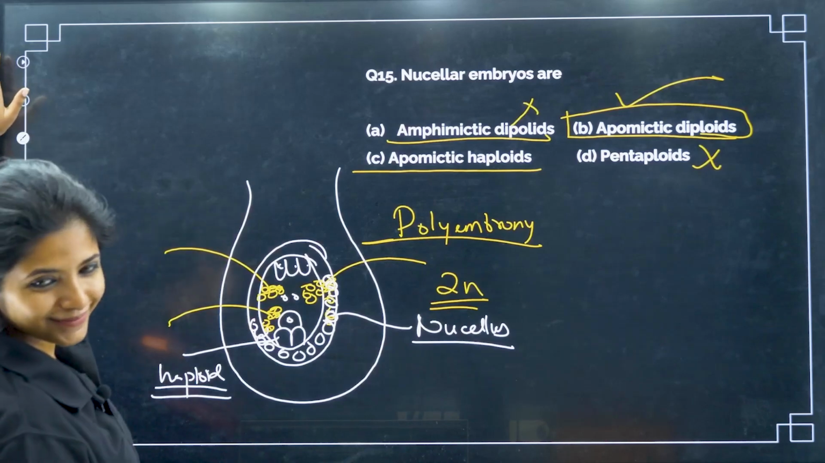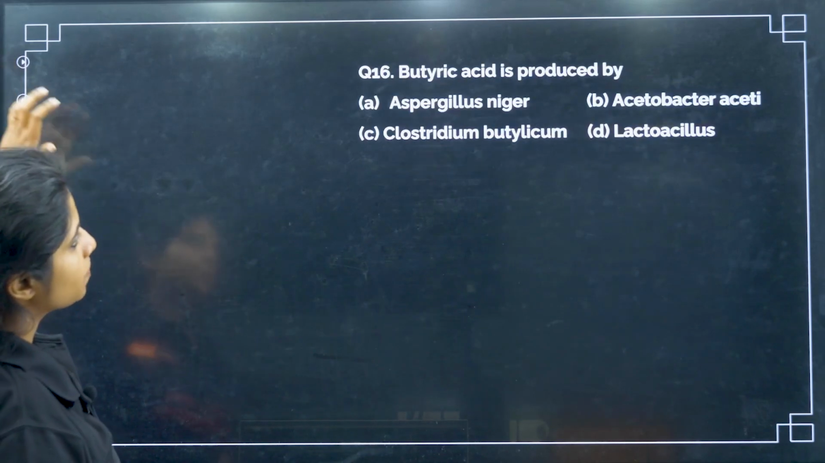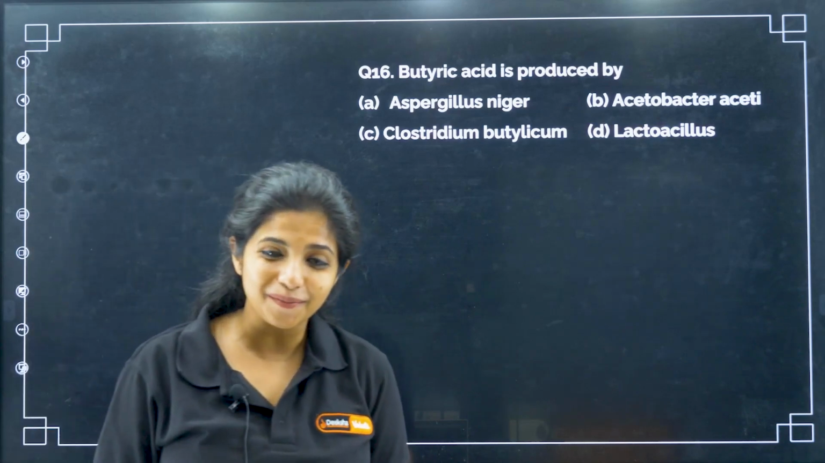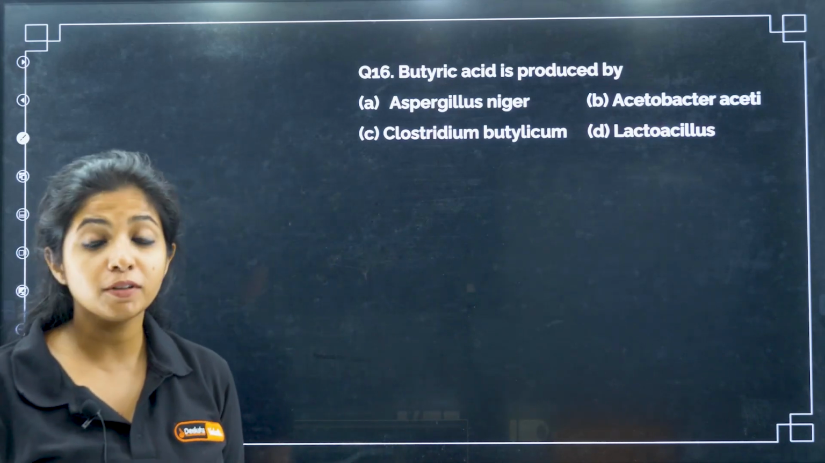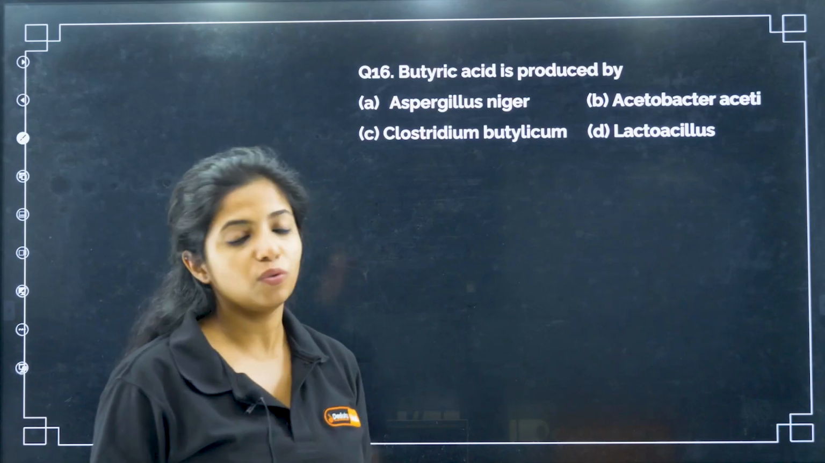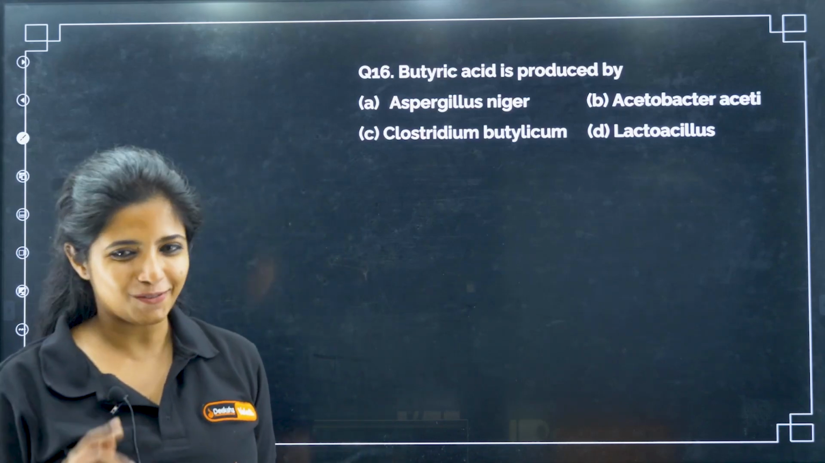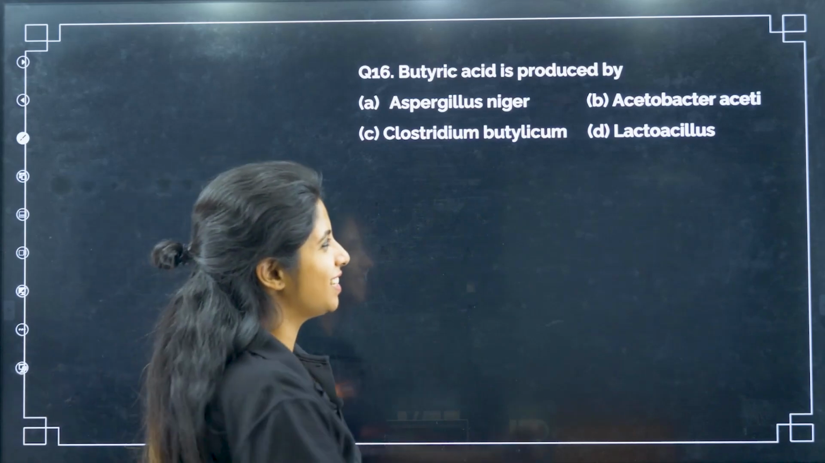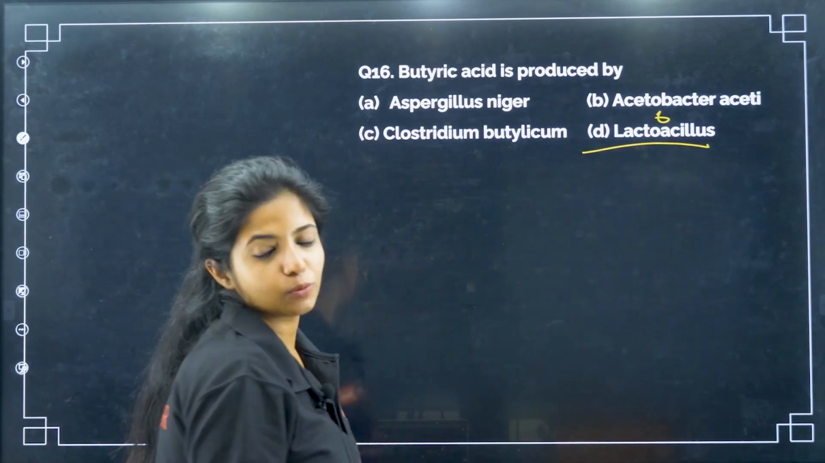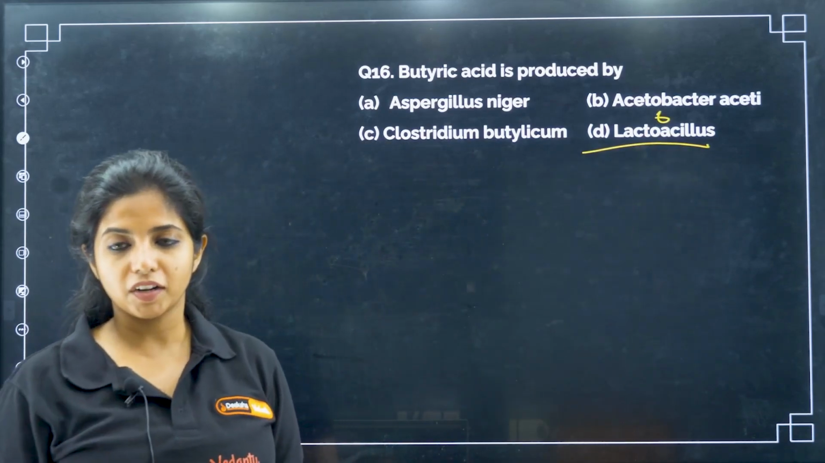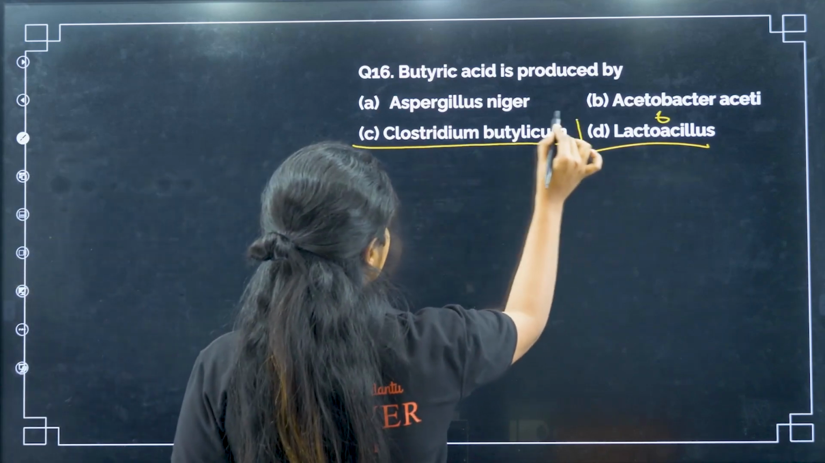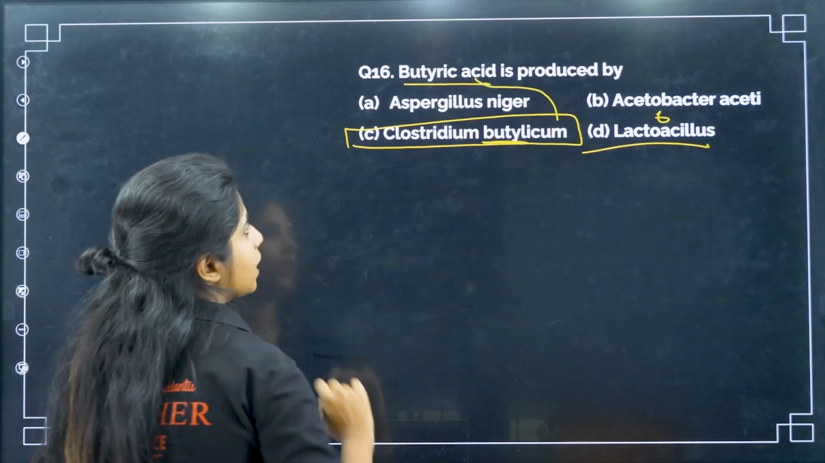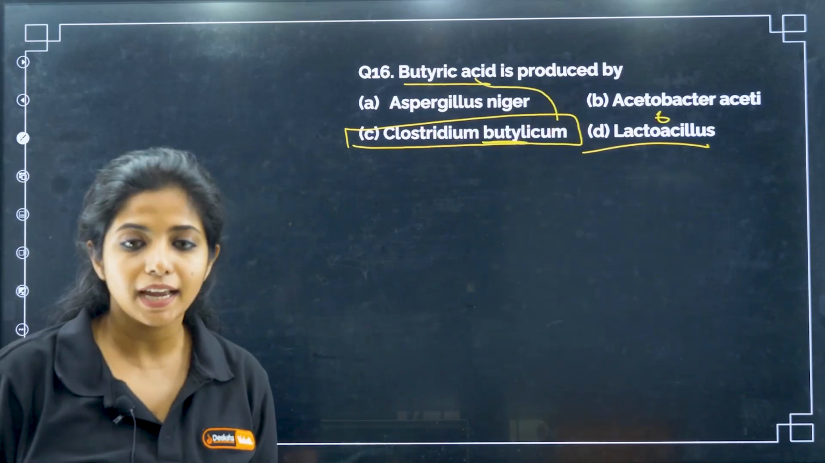Okay, fine. Next, butyric acid is produced by a bacterium. Is it Aspergillus niger? No ma'am, it's a fungus. Is it Acetobacter aceti? No ma'am, it's a bacteria, but it is not the one that produces it because it produces acetic acid. Ma'am, is it Lactobacillus? Lactobacillus produces lactic acid. No, this is not that bacteria also. It is Clostridium butylicum, the one that has close resemblance to the name of butyric acid as well. This is the bacteria that produces butyric acid.